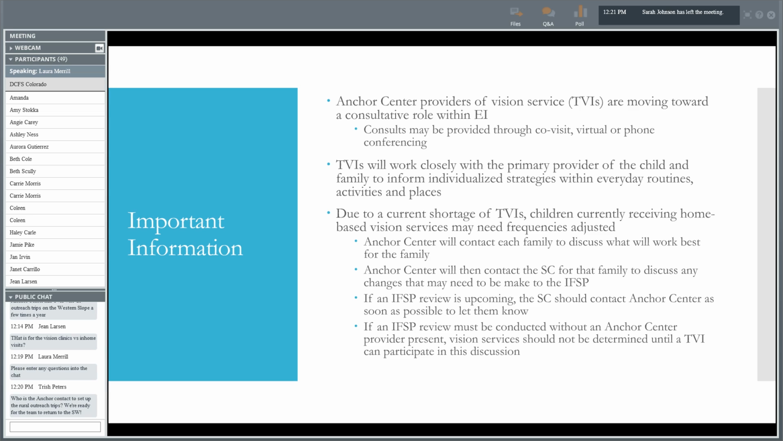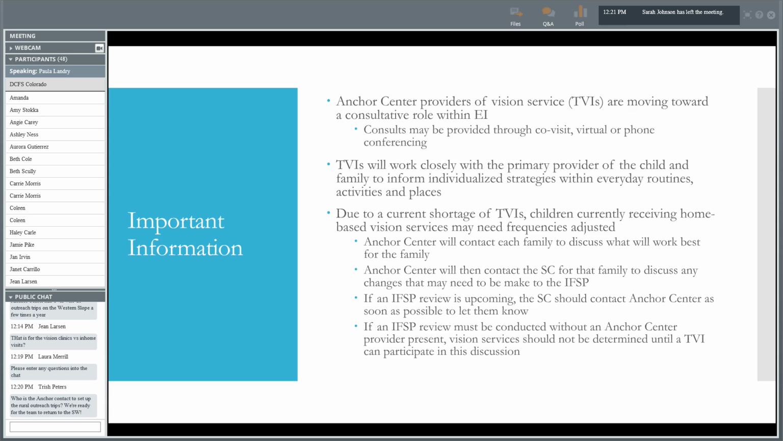And if for some reason an IFSP review must be conducted without an Anchor Center provider present, vision services should not be determined until a TVI can participate in that discussion. That's why we're going to be looking at some alternate ways that might happen, because we know that it's problematic when IFSPs need to be reviewed right after they've been written. Do you have anything to add, Paula or Kavanch?